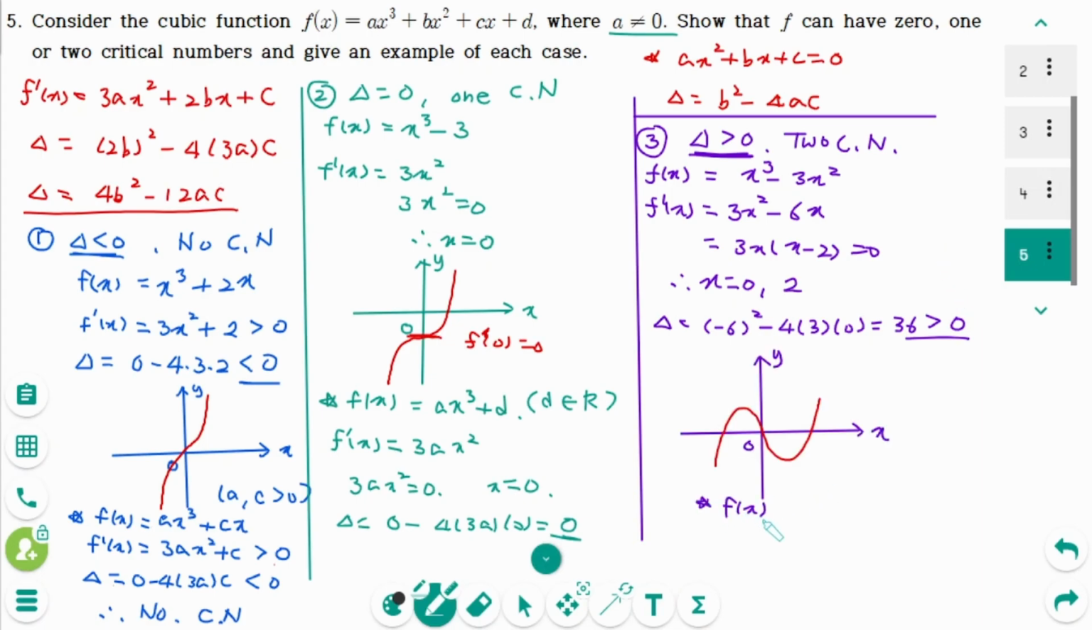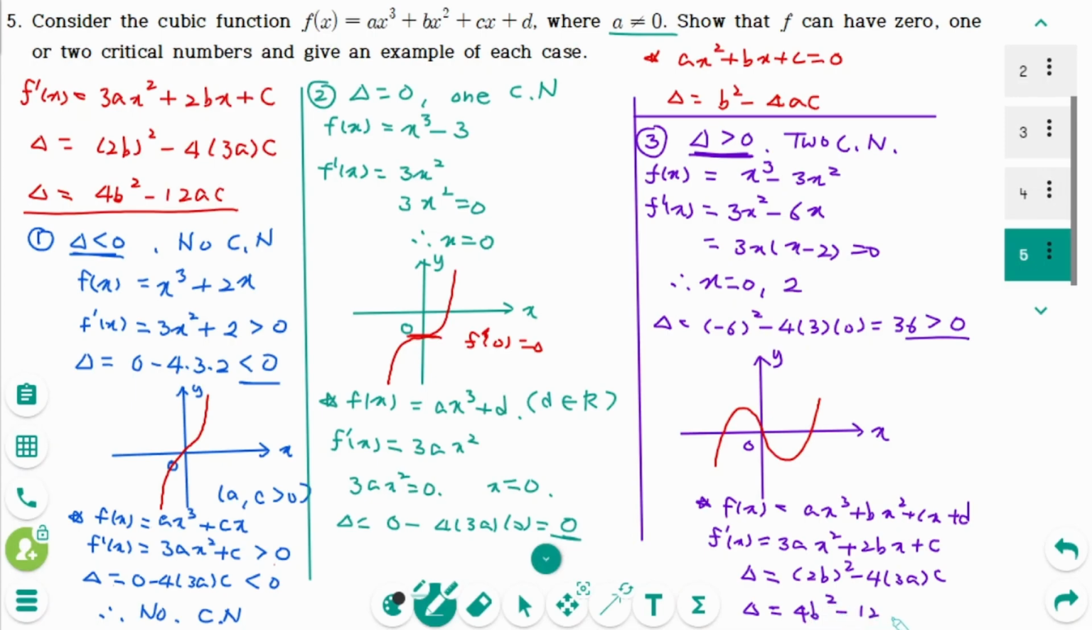Then f of x equals ax cubed plus bx squared plus cx plus d. F prime of x equals 3ax squared plus 2bx plus c. The discriminant is 2b squared minus 4 times 3a times c, which is 4b squared minus 12ac. If any combination makes the discriminant greater than 0, that means there are two critical numbers.